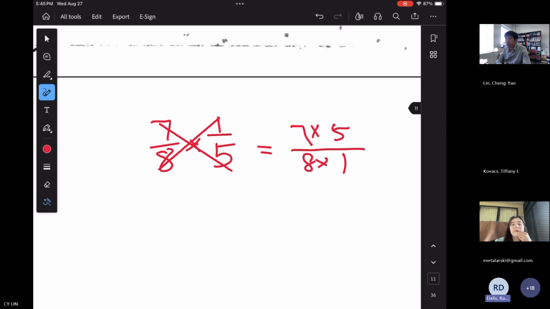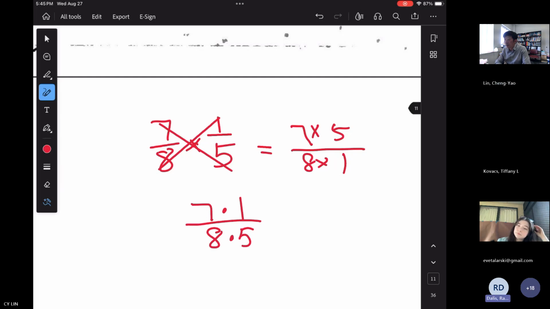Wrong. What's wrong here? You can cross cancel, but you can't cross multiply like that. You can't do it because this is a multiplication. Therefore, the numerator times the numerator, denominator times the denominator. Is that right?